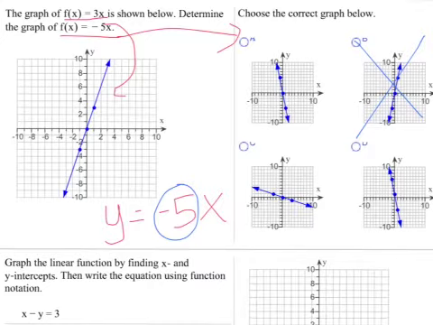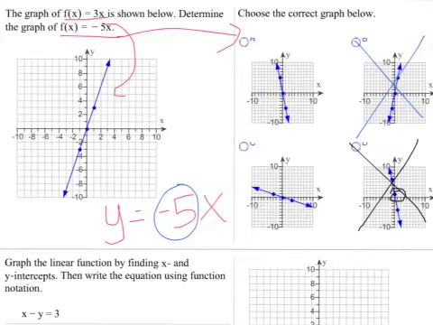Next, we know that the y-intercept, because we don't see one, is 0. Choice A has a y-intercept of 0. Choice C has a y-intercept of 0. But choice D has a y-intercept of, actually, choice D's y-intercept is positive 1 right here. So we can eliminate choice D. So now we're just trying to choose between choice A and choice C.